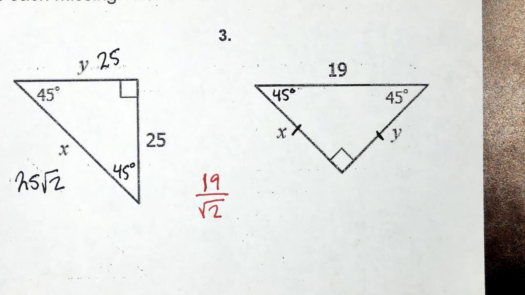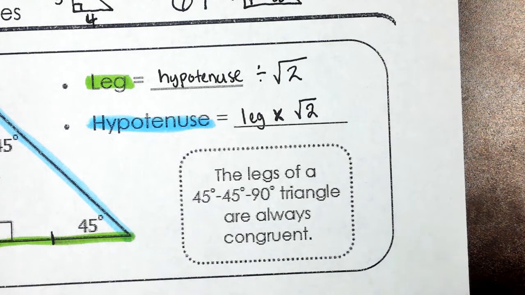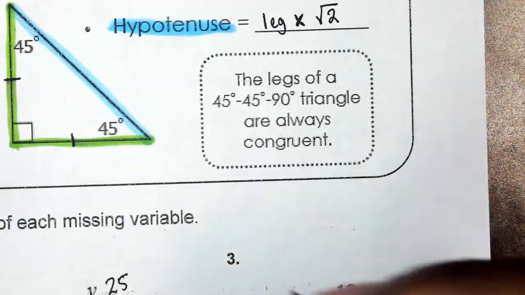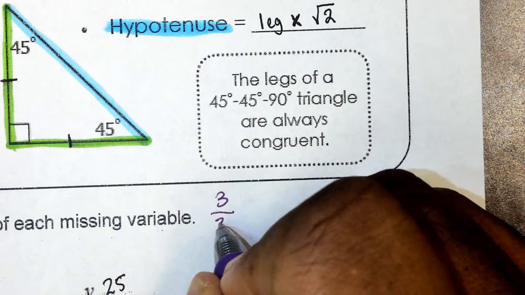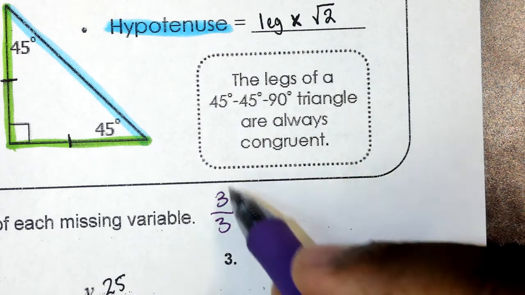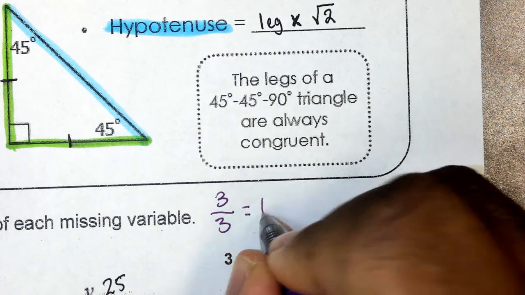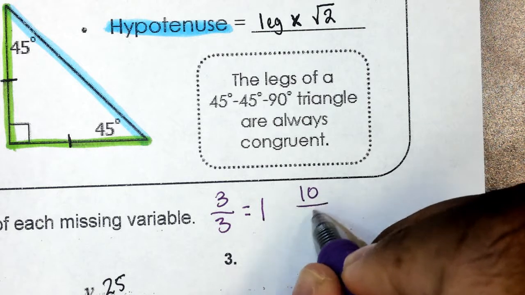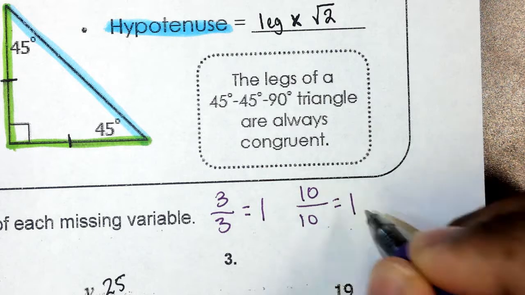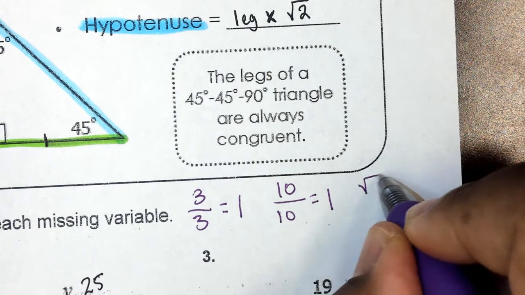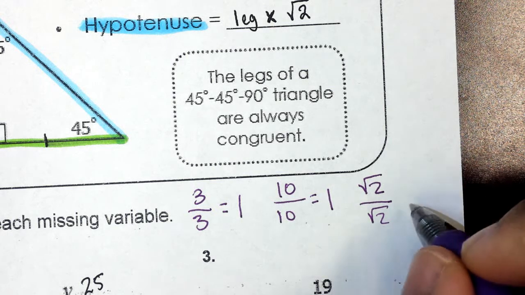Let me go up top and show you what I mean, to show you the different ways 1 can look. 1 can just be the whole number 1, but 1 can be other things too. For example, 1 can be 3 divided by 3. You agree that 3 divided by 3, that's 1, right? 10 divided by 10, that's 1. 1 can also look like this: square root of 2 divided by square root of 2. That's 1.